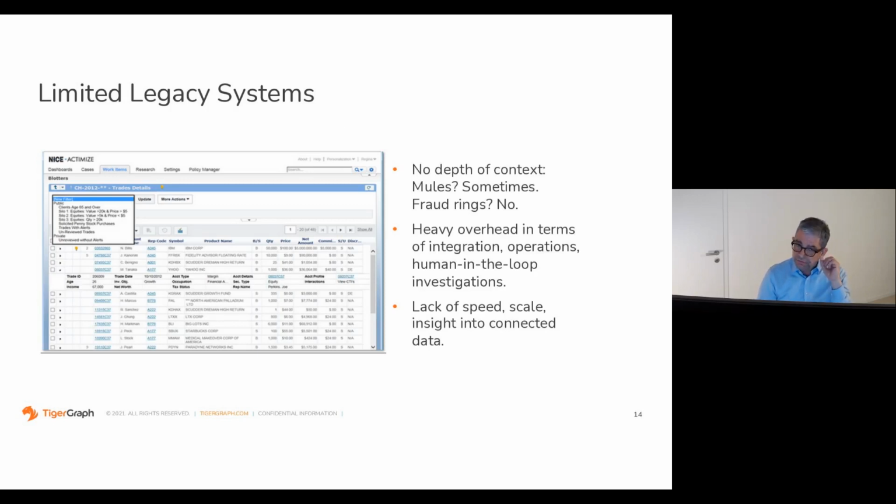So legacy systems are pretty limited in their functionality. They're doing their job. We're not about to replace legacy systems. They are really good for the things that they have been designed for, maybe 10, 20 years ago, but in most cases they are lacking the depth of context. Sometimes you can identify mule accounts, but identifying fraud rings or these 5, 6, 7 layer money laundering activities is getting almost impossible. Heavy overhead included, and they definitely lack speed, scale, and insight into connected data.